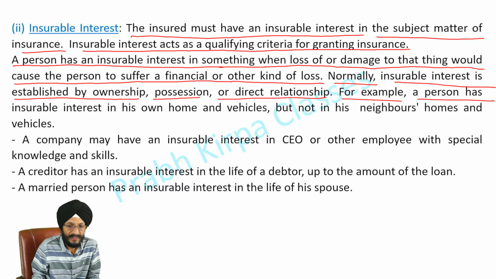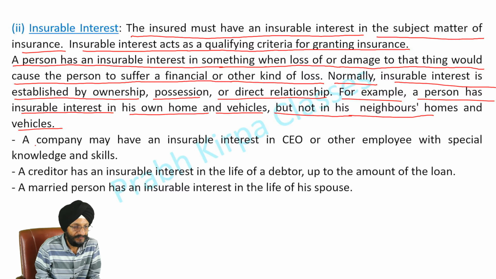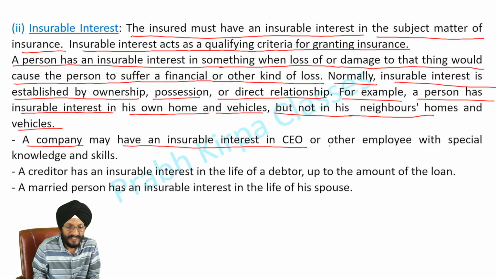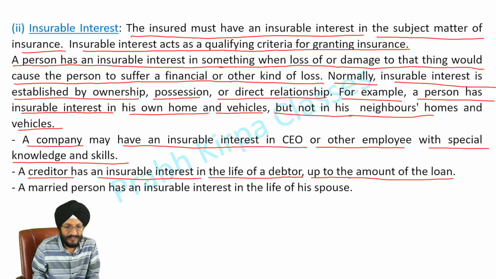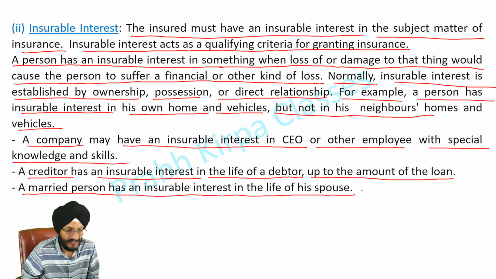For example, a person has insurable interest in his own home and vehicles, but not in his neighbors' homes and vehicles. A company may have an insurable interest in the chief executive officer or other employee with special knowledge and skills. A creditor has an insurable interest in the life of a debtor up to the amount of the loan. A married person has an insurable interest in the life of his spouse.